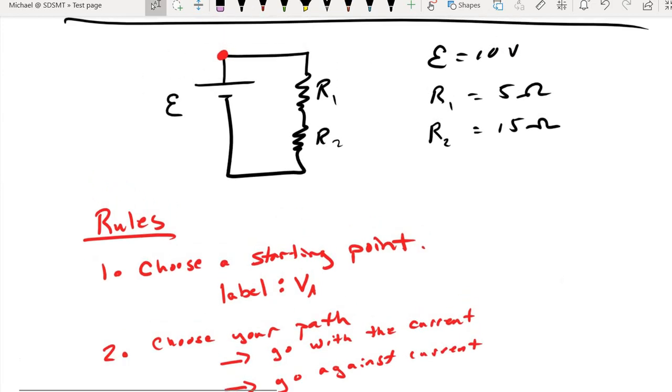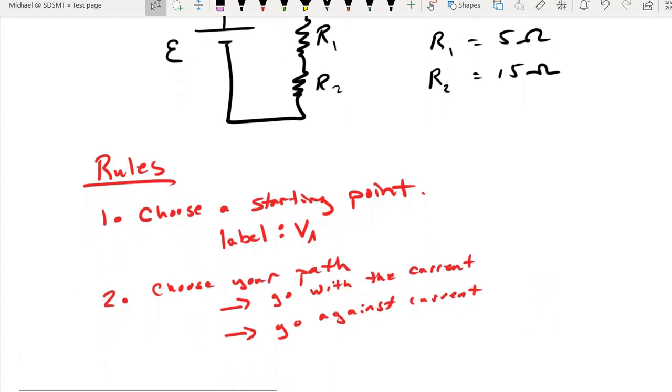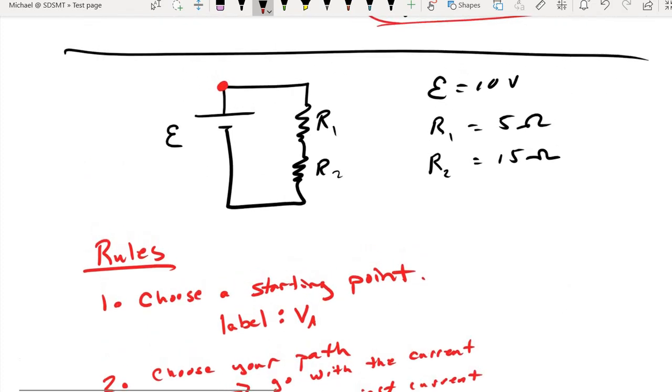Because depending on which way you travel around this loop, you're either going to be traveling in the direction of the current or opposite the direction of the current. So it's an important distinction that we know what's happening. So let's ask ourselves, which way is the current going in this loop?